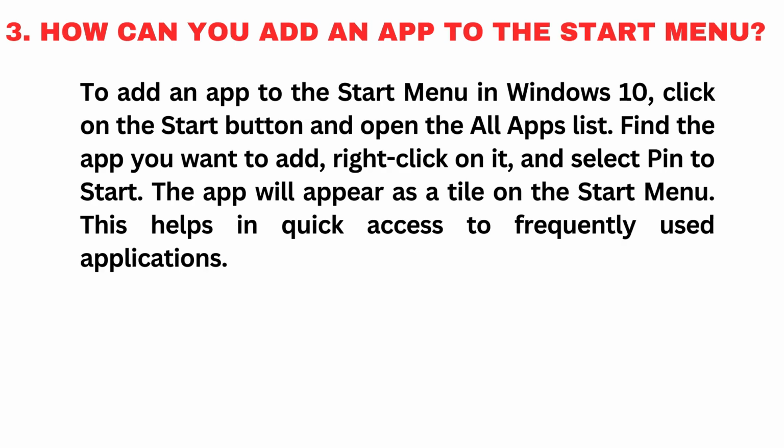3. How can you add an app to the Start menu? To add an app to the Start menu in Windows 10, click on the Start button and open the All Apps list. Find the app you want to add, right-click on it, and select Pin to Start. The app will appear as a tile on the Start menu. This helps in quick access to frequently used applications.